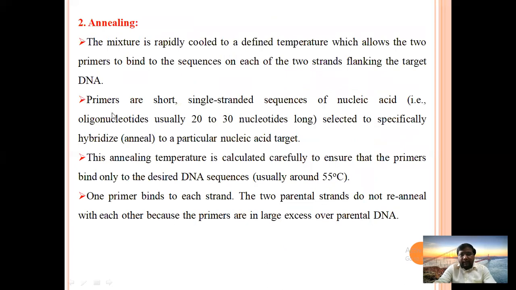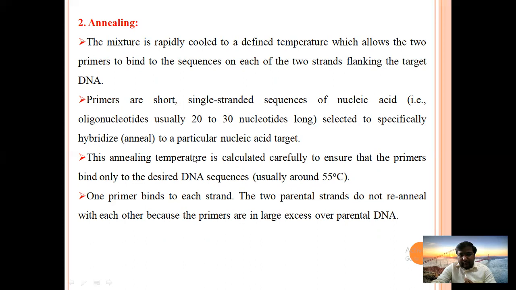So the second step, annealing. The mixture is rapidly cooled to a defined temperature, which allows the two primers to bind to the sequences on each of the two strands flanking the target DNA. Primers are short, single-stranded sequences of nucleic acid, that is, oligonucleotides, usually 20 to 30 nucleotides long, selected to specifically hybridize to a particular nucleic acid target.